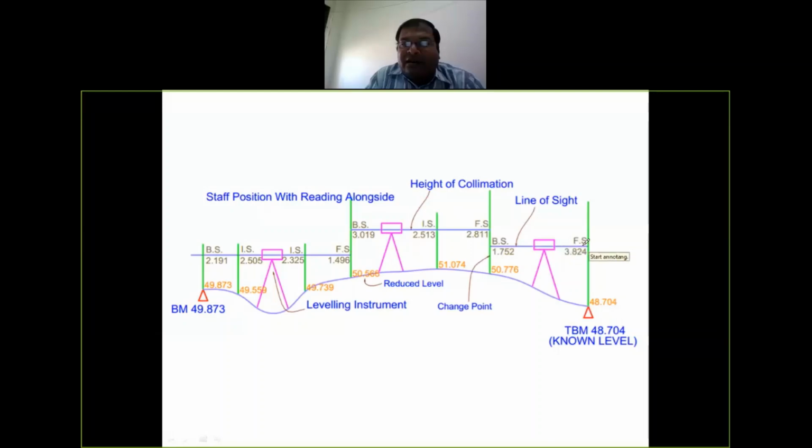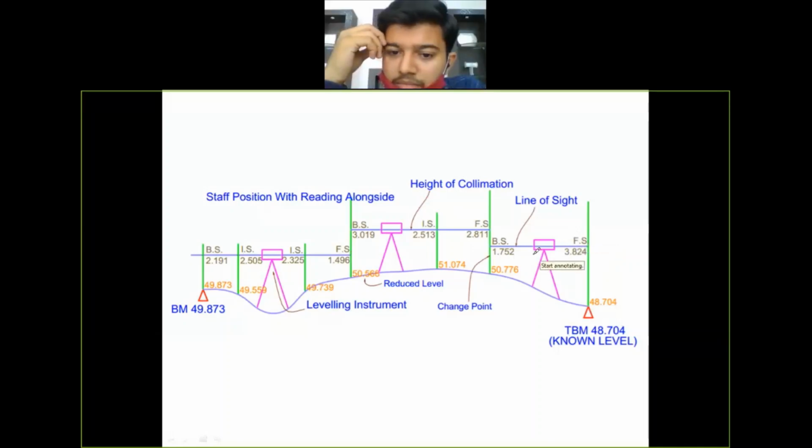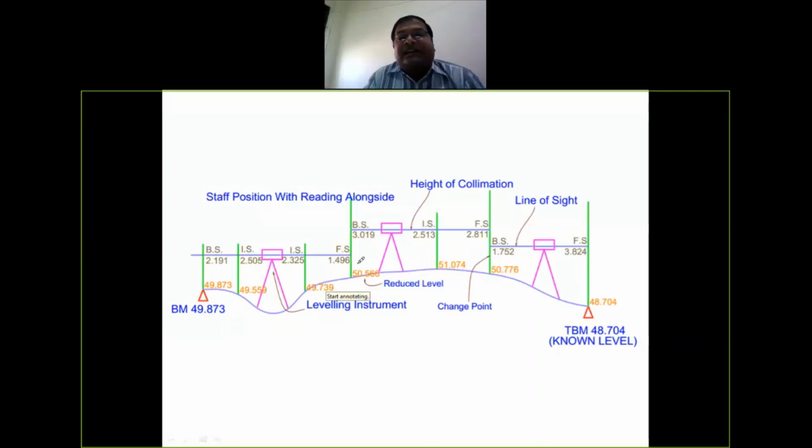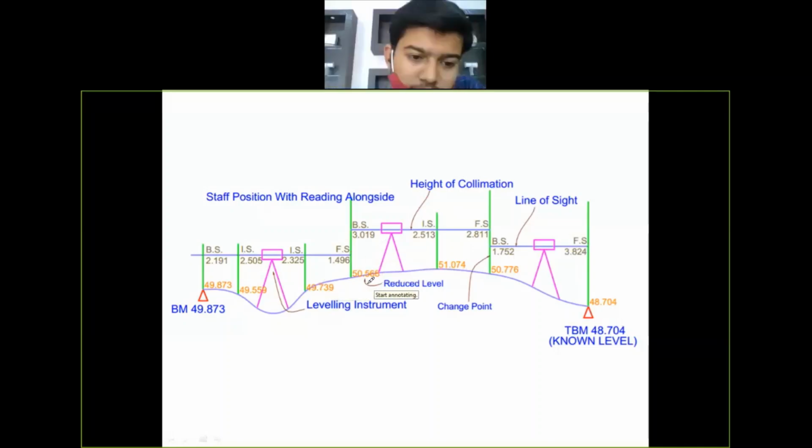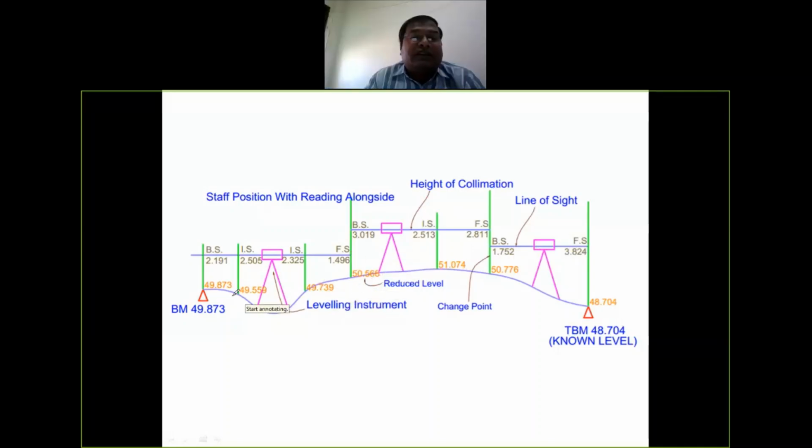And after that I have not taken any other reading, I have taken this last reading. Okay, it means I have decided that I have to end my leveling operation, so this reading is called my foresight reading. Now this is all about the general operation. Now a very important thing is that after taking all the readings, we have to calculate the RL of all the points.